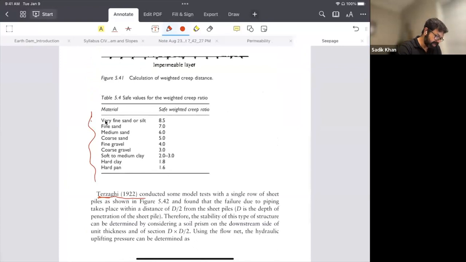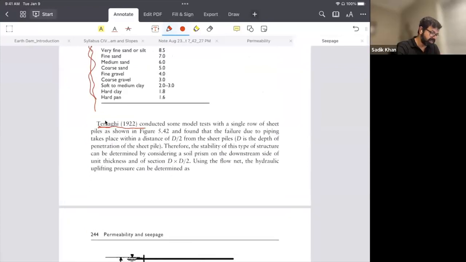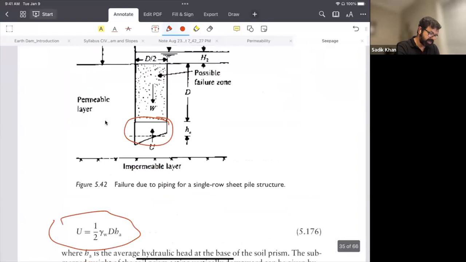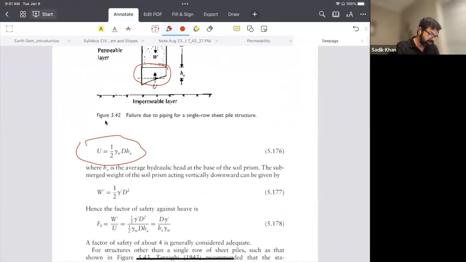Are you able to see this one? The factor of safety against the weighted creep method? In the weighted creep method, we have this. The last one is the Terzaghi one. In the Terzaghi method, we need to find out the factor of safety against heave. So basically, this is the factor of safety against heave.